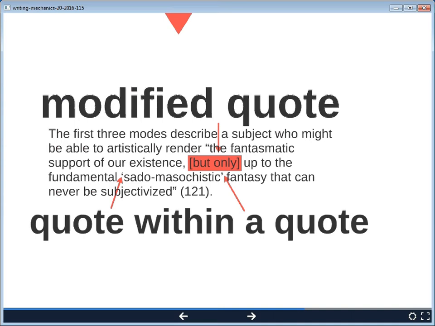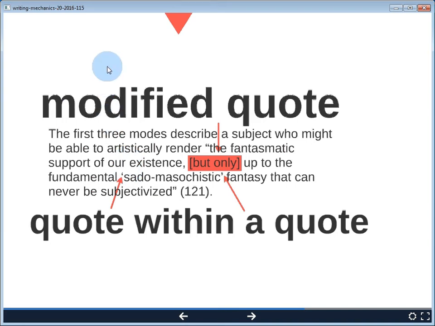If you have a quote within a quote, like in this example, use single quotation marks for the inside quote. Double quotation marks on the outside, single quotation marks on the inside. If you have to remove material from something you've quoted, you can do that, again, as long as you don't change the meaning of it, and you indicate that by 3 dots, 3 periods, known as ellipses.